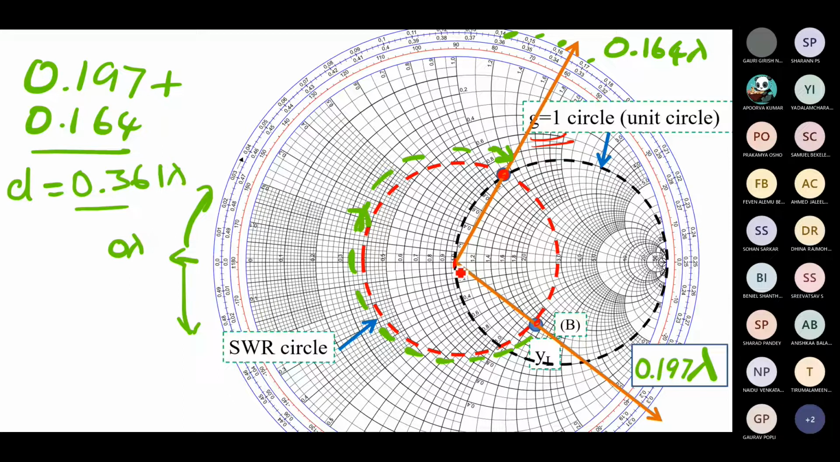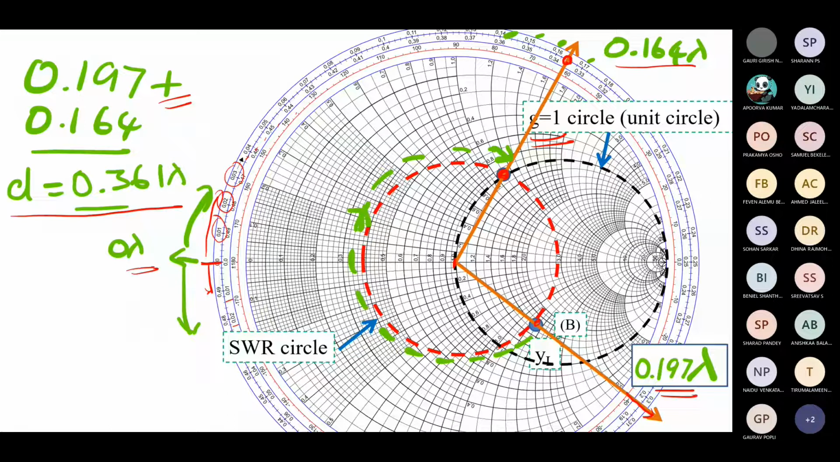For this, you have to follow a simple method. With respect to the center, we already know that this is going to be 0 lambda. You move along 0, 0.001, 0.002, like that. If you follow that, you will see that this line is meeting approximately at 0.197 lambda. So you mark the value, and when you move this side, 0.001, 0.002, 0.003, like that, it reaches another point with the value of 0.164. Now the total distance from here to here, we have to add these two values.